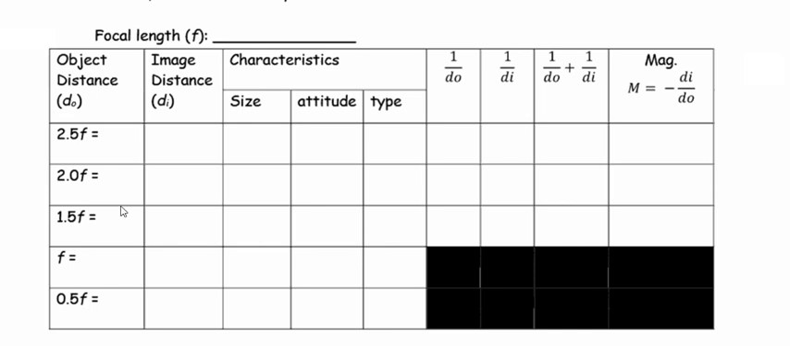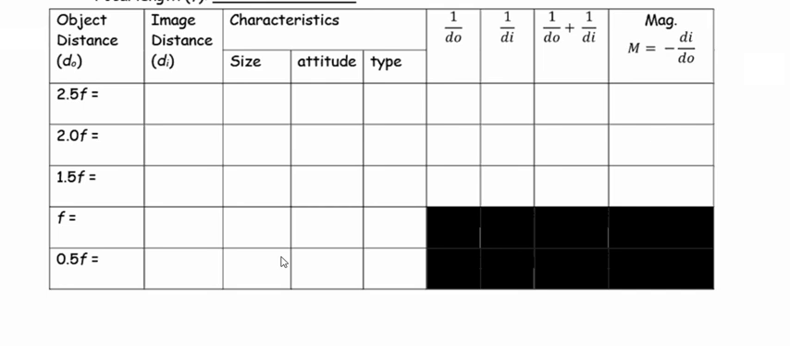And then for just these ones here, 2.5, 2, and 1.5, I'm going to get you to figure out 1 over d_o, so 1 over the distance of the object, and then 1 over d_i, and then figure out the sum of these two numbers as well, and then also the magnification, which is taking the negative of the distance of the image divided by the distance of the object, okay? And then for these bottom parts, they're kind of unique, as you'll see. We won't have to figure out this blackened section here. We just need to figure out this.